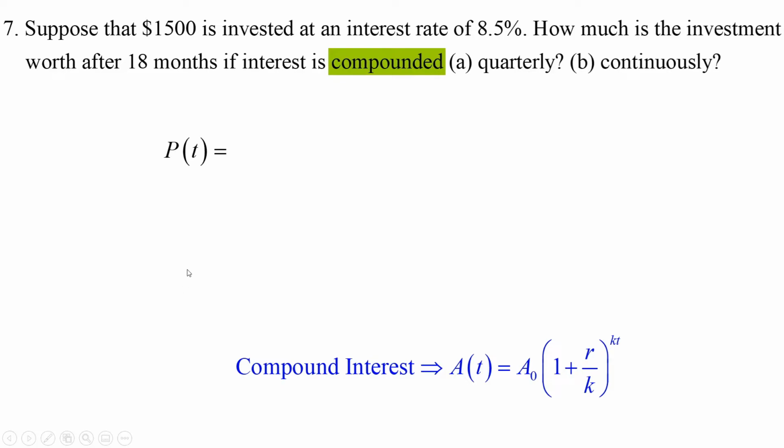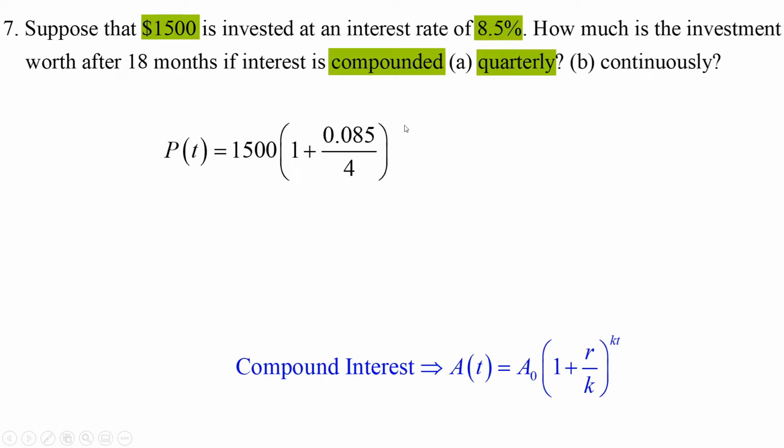Beautiful. All right, so in this problem, P of t equals, well, we invested $1,500. There's my $1,500. And then my base becomes 1 plus, and what's my growth rate? 8.5%. Let's write that as a decimal, 0.085. And quarterly means I'm compounding 4 times per year, so this k is a 4. And that will be to the k times t power, which I will say is a 4t. And there's my formula right there.